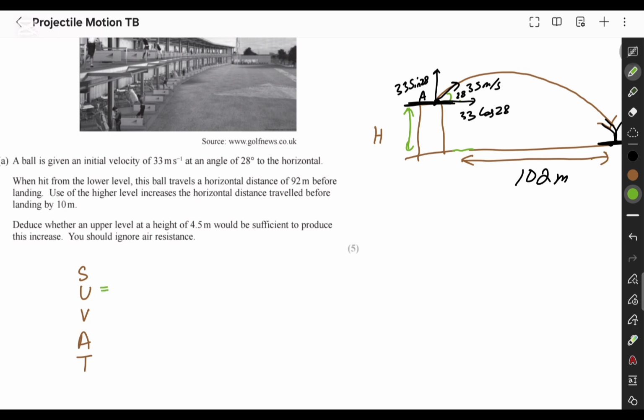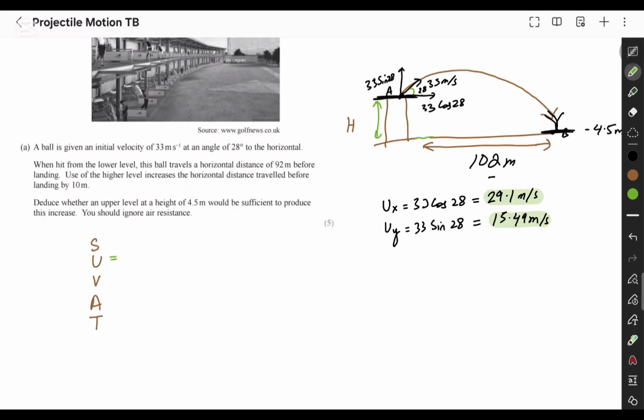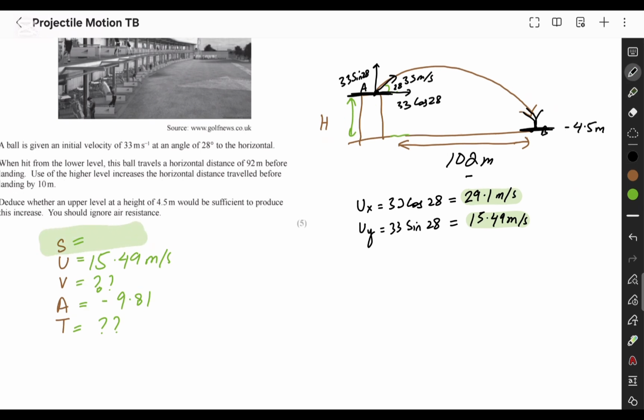Now, we know that the initial velocity in the y direction is going to be 15.49 meters per second. We know acceleration due to gravity is minus 9.81 and v is equal to question mark. And then t is the time of flight, which we also don't know, and this is the main thing that we need to find out. The best way to do this question is going to be to use the time. You can find the final velocity as well, but that would be a bit too long.